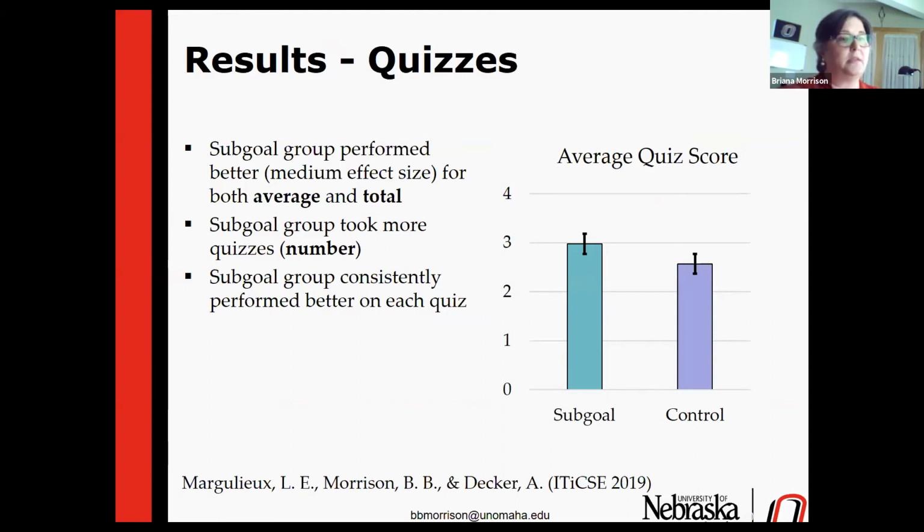The result was the students in the subgoal sections, both of those sections, scored statistically significantly better than those in the control section. So we were going, oh, this is good. Subgoals help. That's awesome, right? The other thing is that the subgoal group consistently performed better on each quiz. So it wasn't just a one-time quiz that was one-off. It was every one of the 15 quizzes the subgoal groups performed better on.